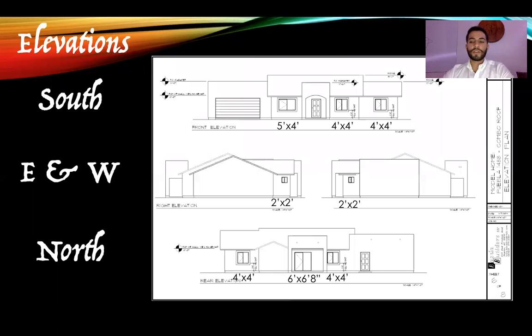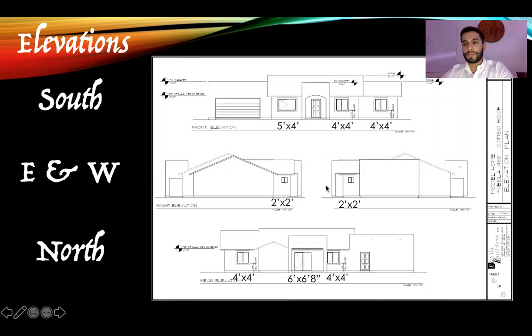These are the elevations for the home. Essentially, the south is going to be the front side of the home. The north is going to be the back side, and the east and west are going to be the left and the right sides. So here you can kind of see the sizes of windows that we are currently implementing in this home. This is a 2018 model version, so a fairly recent version of this plan.